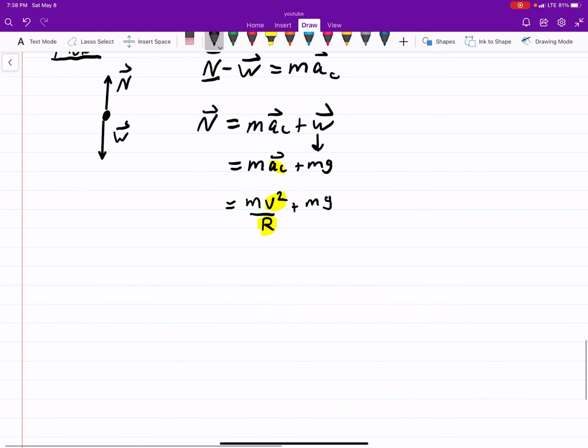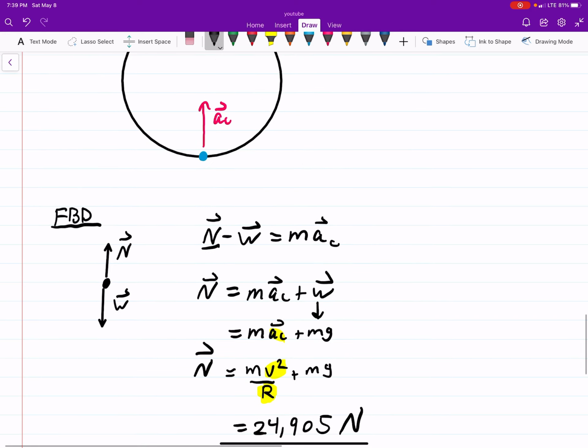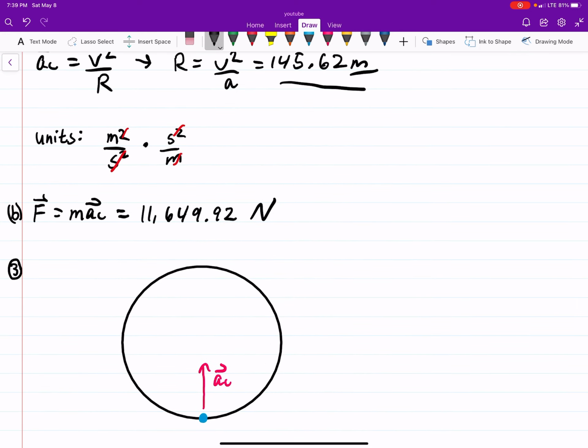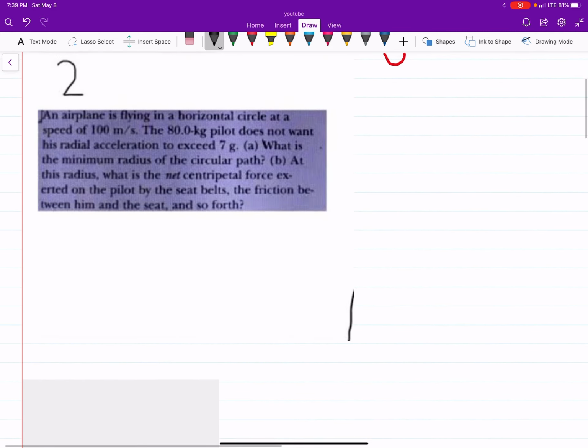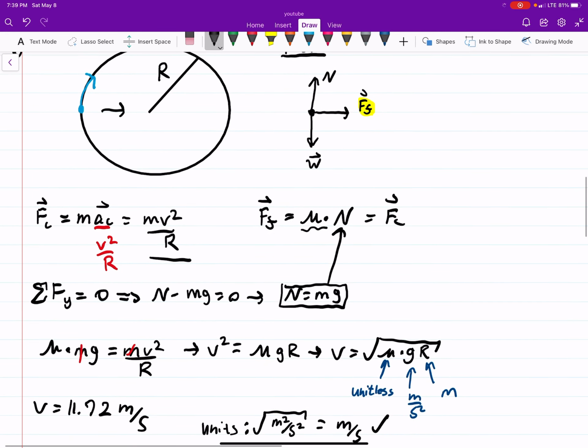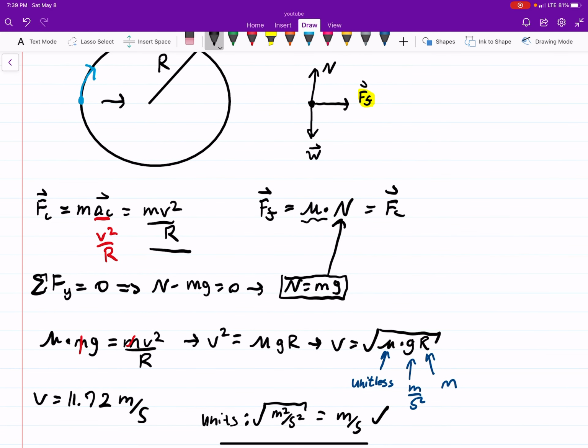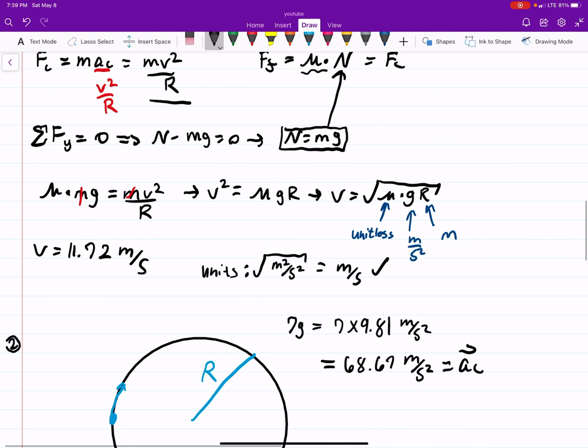And then that tells you that your normal force, so 500 times 20 squared over 10 plus 500 times 9.81, I'm getting 24,905 newtons. And that's how you do that one. So there was no part B that I could see on there. But this is basically how you would approach these three problems. You're basically using centripetal acceleration and force to work through all these. So hopefully that helps.